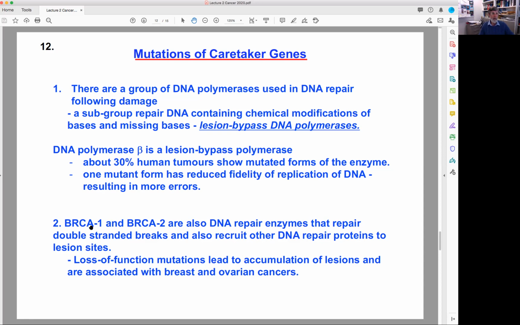There's also the BRCA1 and BRCA2 proteins that are also involved in DNA repair. So the repair enzymes that repair double-stranded breaks and also recruit other DNA repair proteins to lesion sites where there's damaged DNA. And here you can get loss of function mutations which lead to accumulation of lesions, and these are associated with breast and ovarian cancers.